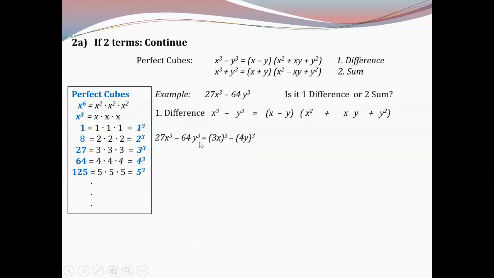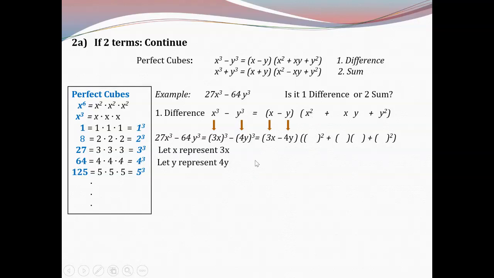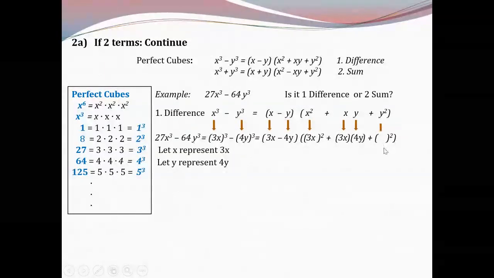So let x equal 3x and let y be 4y, because 3x cubed will give you 27x cubed, and 4y cubed will give you 64y cubed. So for every x, I'm going to put 3x. For every y, I'm going to put 4y. So what's x is going to be 3x. What's y is going to be 4y. For x squared, we're going to put 3x here. For x times y, let's put the 3x and the 4y. And y squared will be 4y.